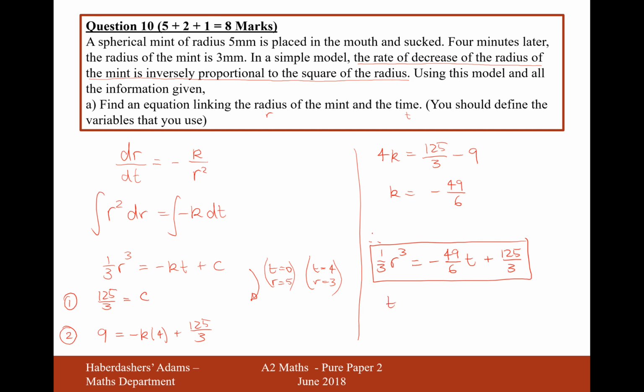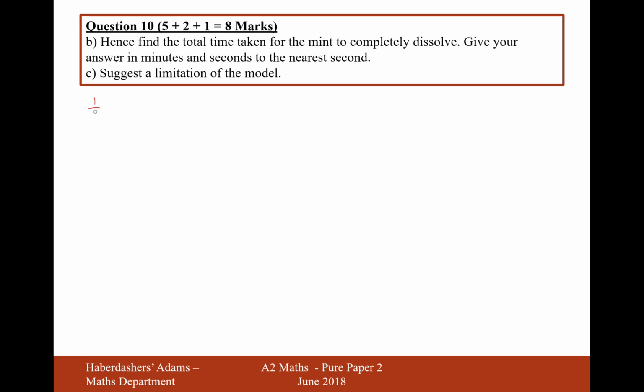So t is time in minutes, and r is the radius in millimeters. Alright, so there we are. That's part A complete then. Moving on to part B, let's just write down our answer from part A: 1/3 r cubed equals minus 49 over 6 t plus 125 over 3.